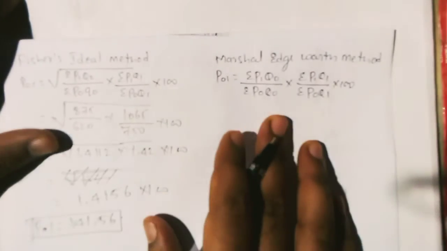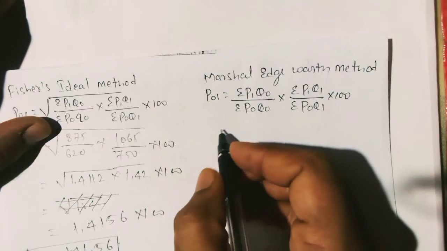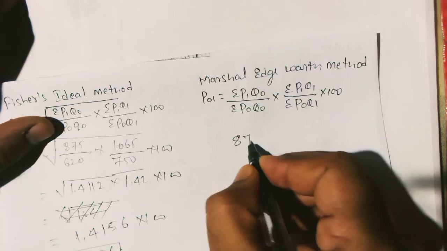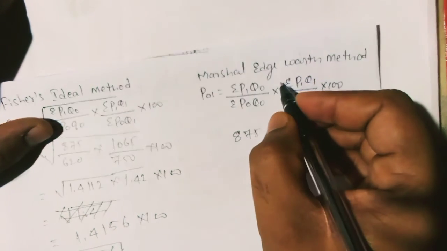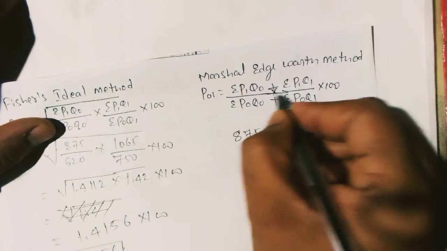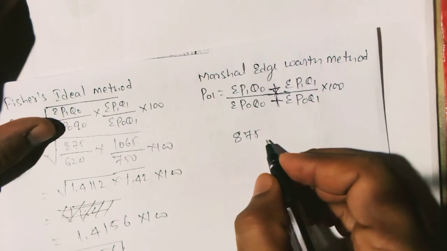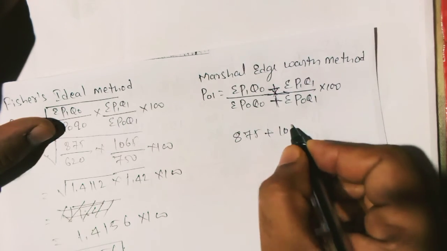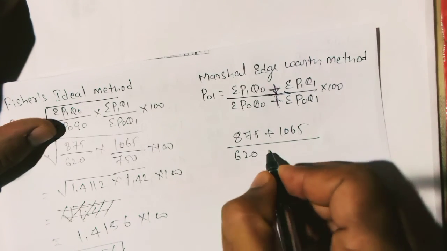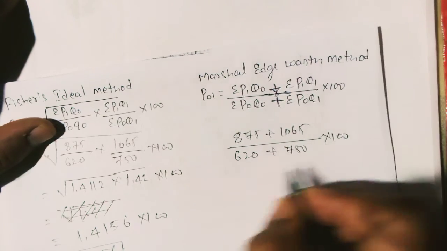Then same as it is, we will go for the Marshall Edgeworth method. Put the values. Sorry, make it plus. This is also plus. Marshall Edgeworth: this is also plus. This is also 875 plus 1065 divided by 620 plus 750 into 100.